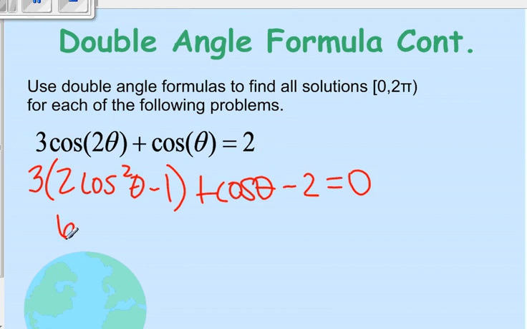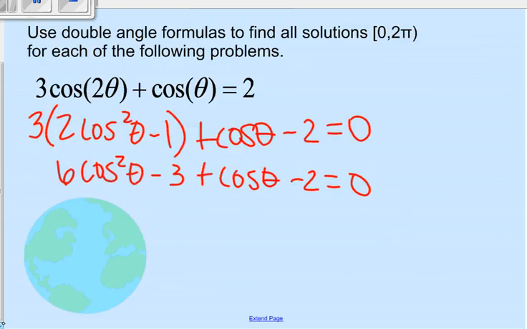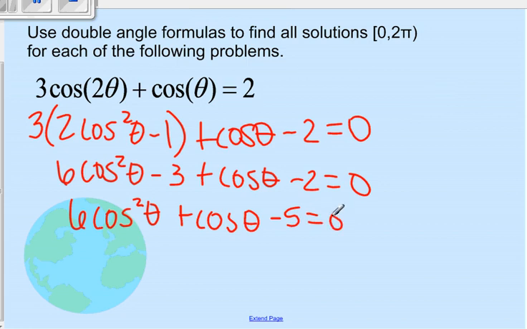So when I distribute this, I get 6 cosine squared theta minus 3 plus cosine theta minus 2 equals 0. So I'm going to combine my numbers there. So I get 6 cosine squared theta plus cosine theta minus 5 equals 0. Now again, anytime you have any other number other than 0 on the right side, you cannot factor. So you need to move the 5 to the other side in order to factor. And we can't take out a GCF here because we have that number 5, and we can't take a cosine out of the number 5 because it doesn't have a cosine.